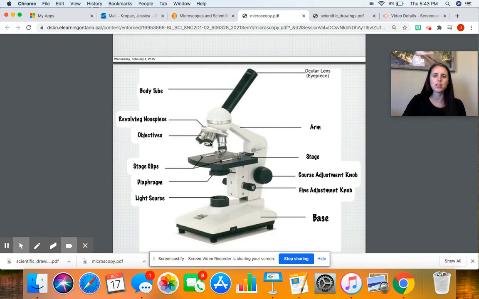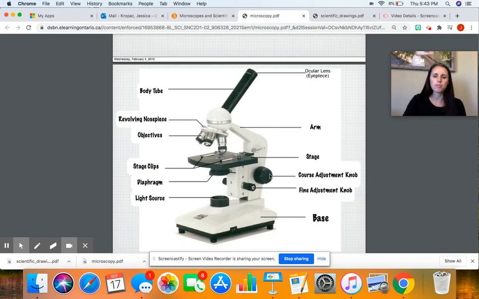Just in terms of safety, whenever you store the microscope, you always want to store it on low power, because this lens here is very expensive. It's made of glass, and this down here, the end of the diaphragm, is also made of glass. So if you store these together and the microscope gets bumped, there's a chance you could break the lens. So you always want to store it on low power.